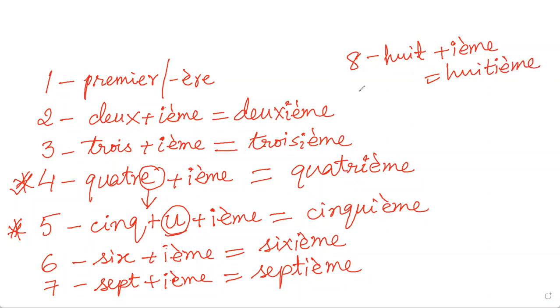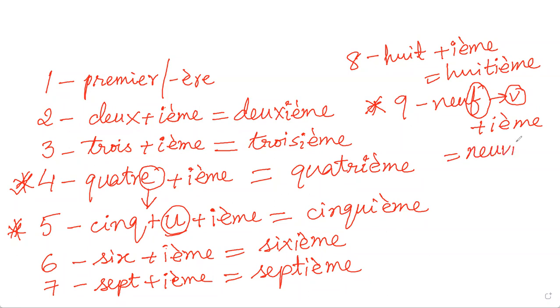Okay, now number 9 you need to remember again. Number 9, neuf. We write neuf. Now we need to remember this: it changes to v when we are changing it to an ordinal number. If it changes to v, then we add ième. So what does it become? Neuvième.